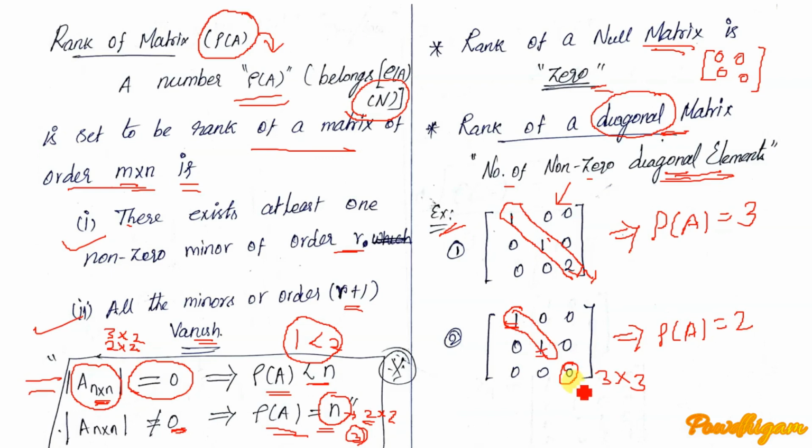Remember, in the third one we have 0, but here, if you see, 3 rows have the non-zero diagonal element. That is the reason this matrix has rank 3, but here we have only 2 rows with non-zero elements. So the rank of this matrix is 2.